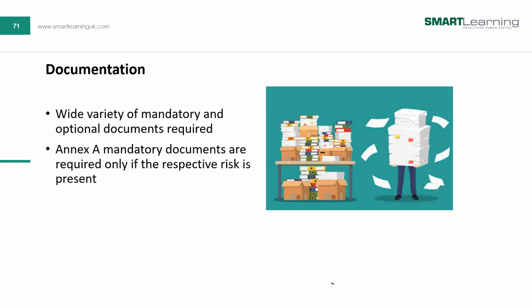Clause 7.5.1a talks about those mandatory documents required by the standard, and 7.5.1b says after your risk assessment, decide what documents you need.